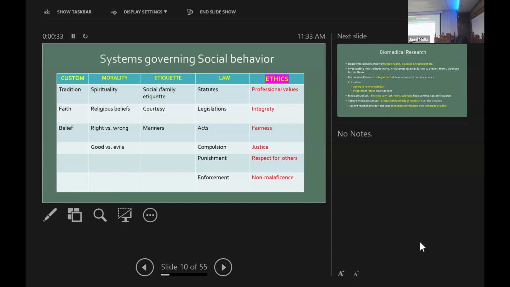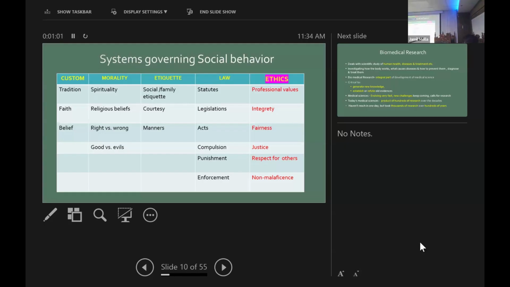Then morality, of course, your sense of human morality, that moral sense, will also help you to behave in a certain way, spiritually, religiously. Etiquette is also something that determines some of your behavior. And then laws. You cannot break those laws. If you break those laws, you will be punished. So that also controls some of our behavior. So these laws are also important.